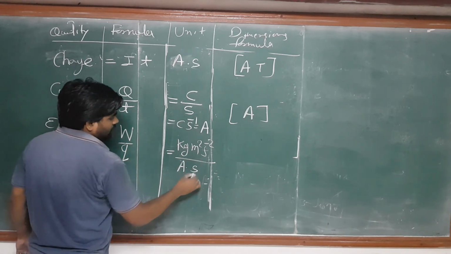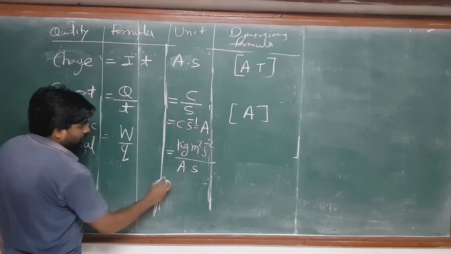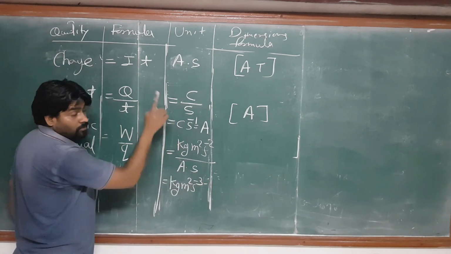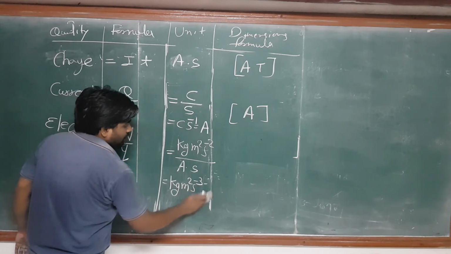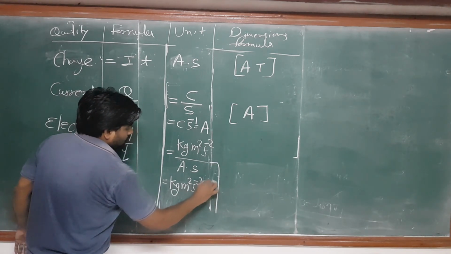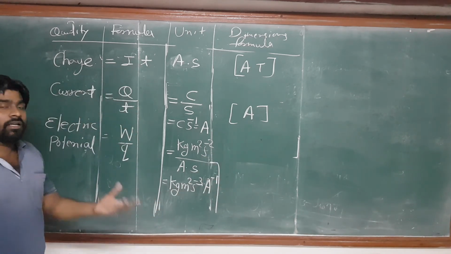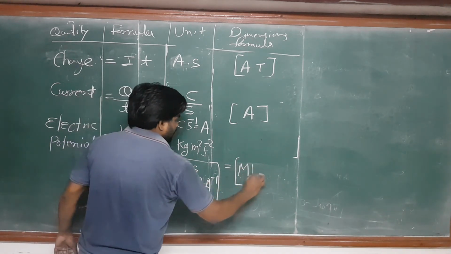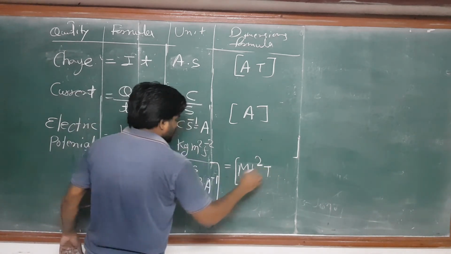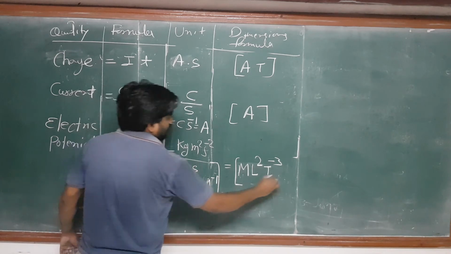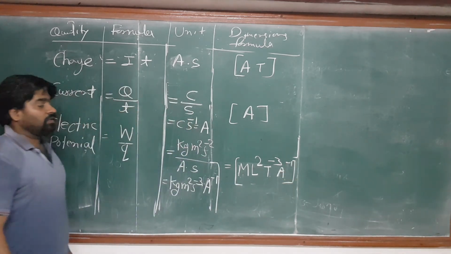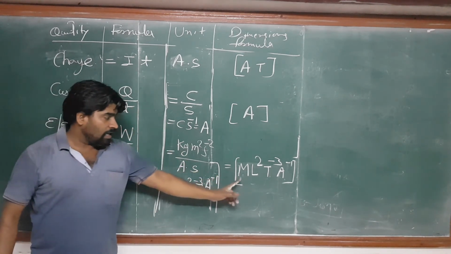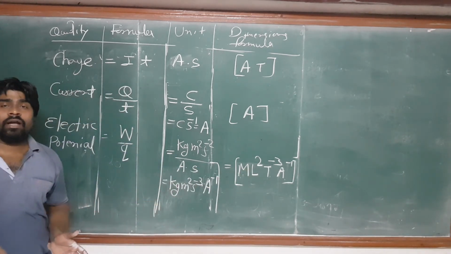So you can do one thing: cancel one second, and the rest goes up, and it becomes kilogram meter square second inverse 3, because the second goes up, and A is also going up, so you can write ampere inverse. Convert it into the dimension formula: kilogram as the mass M, meter as the length L square, second as T with power minus 3, and ampere A with power minus 1. So the unit of electric potential becomes kilogram meter square second inverse 3 A inverse, and its dimension formula is M L^2 T^-3 A^-1. You can find the electric potential's unit.